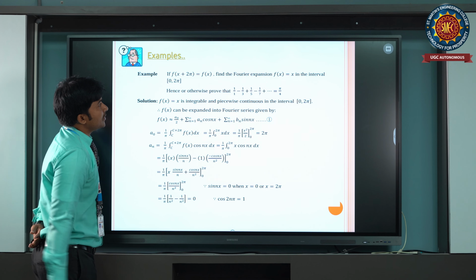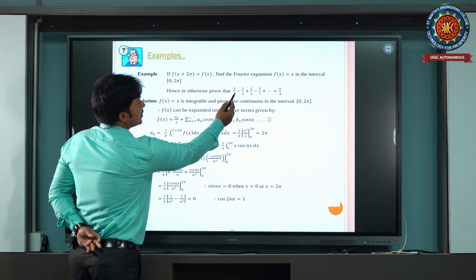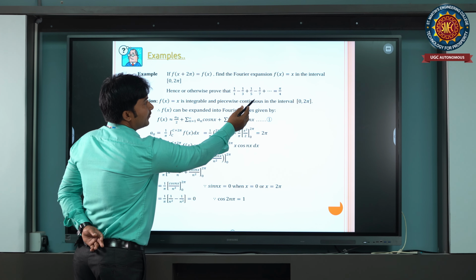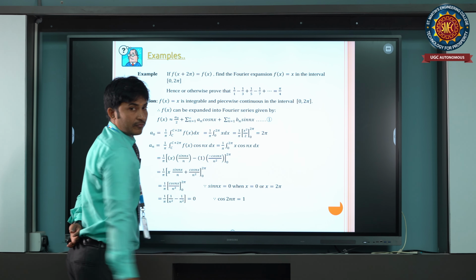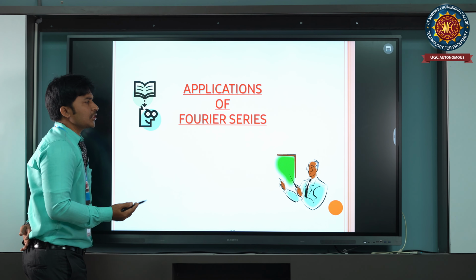Example: f of x plus 2y equal to f of x. Find the Fourier series of f of x. We get the series 1 minus 1 by 3 plus 1 by 5 minus 1 by 7 equal to pi by 4. That is the resultant. And next one, applications of Fourier series.